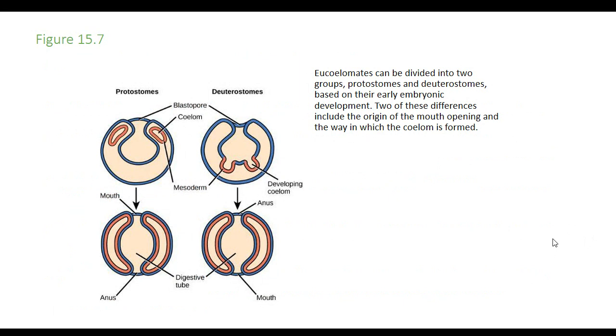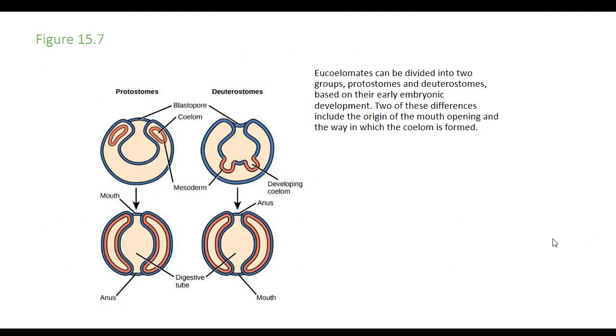So it starts out as just a hollow ball of one layer of cells, and then it forms this pouch as these cells fold in. Now this is how we get two layers. So this will become the endoderm, and this will become the ectoderm, and then the mesoderm forms in between. And if there's a coelom, the coelom will be this hollow space surrounded by a mesoderm.